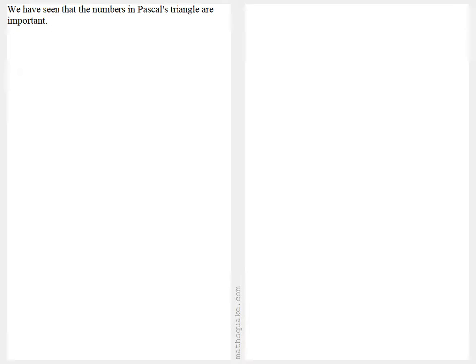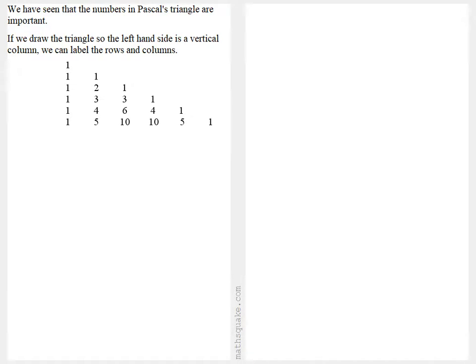Well, so far we've seen one use of Pascal's triangle, and we can see it's quite important. If we draw the triangle so that the left-hand side is a vertical column, we can label the rows and columns. The first row is 0, which is just 1. Then row 1 has 1, 1. Row 2 is 1, 2, 1. Row 3 is 1, 3, 3, 1. Row 4 is 1, 4, 6, 4, 1. And row 5 is 1, 5, 10, 10, 5, 1.